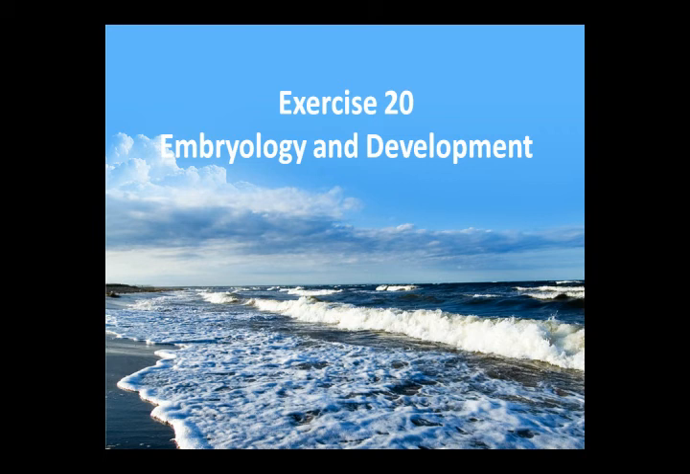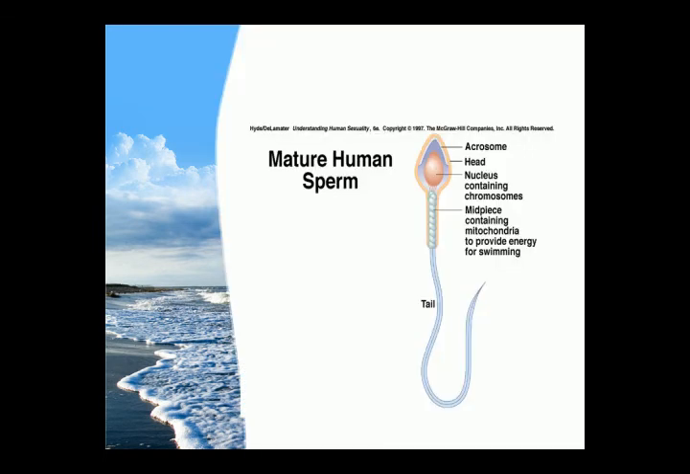Okay, embryology and embryological development. There are two cells that come together to form an organism. In sexual reproduction, these are called the sperm and the egg. Here is a diagram of a sperm: the acrosome and the flagella. The flagella, or the tail, moves it. The acrosome secretes enzymes that help the sperm get inside of the egg so that it can fertilize it.